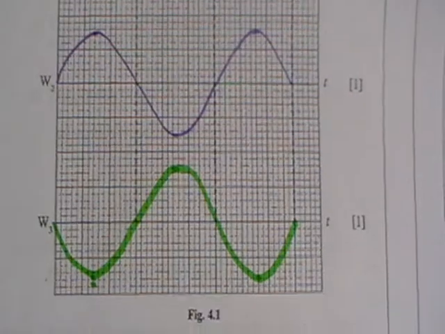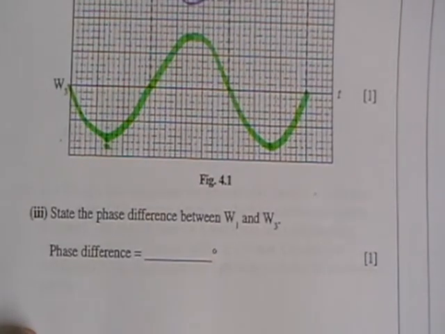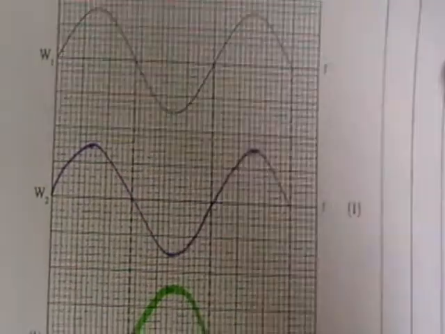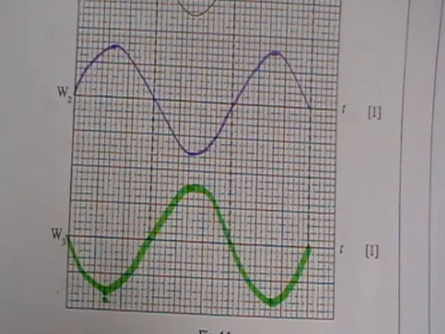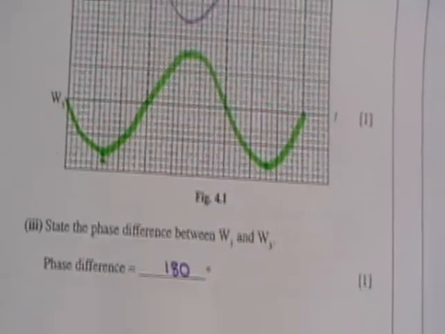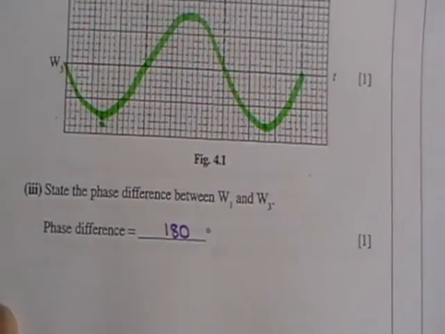Alright, then state the wave difference between W1 and W3. So there's W1, same as W2, and there's W3, and you can see they're completely out of phase, which is 180 degrees. So the answer there is 180 degrees.